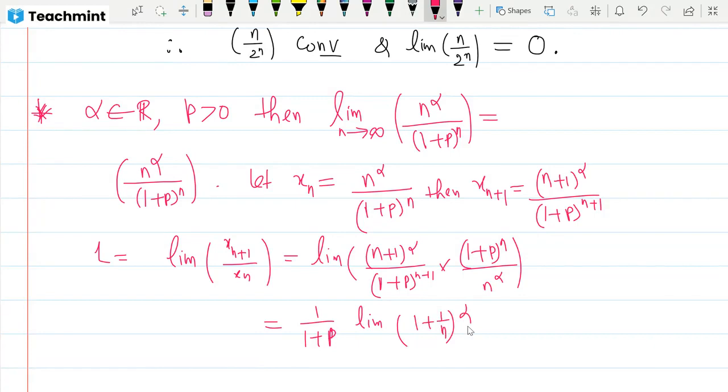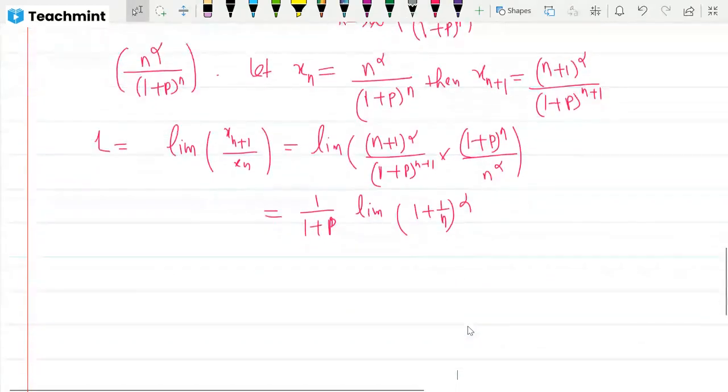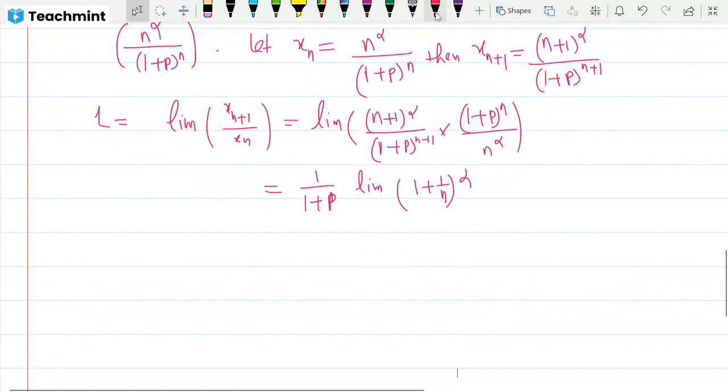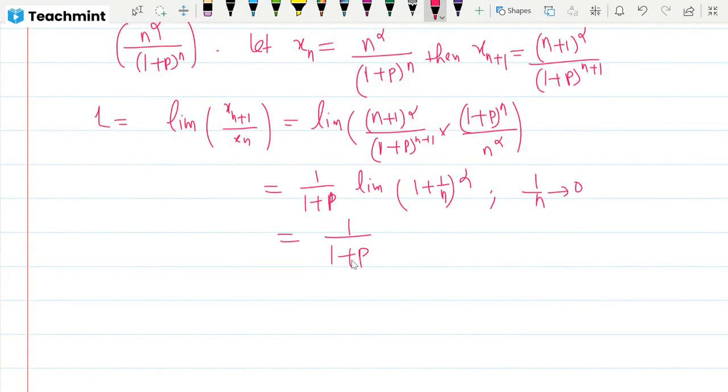Now what is this limit? As n goes to infinity, 1 by n is 0, right? So this is 1 power alpha, which is 1. So my limit value is 1 by (1 plus p), and p is positive, so this is always less than 1. If L is less than 1, then the sequence n power alpha by (1 plus p) whole power n converges.